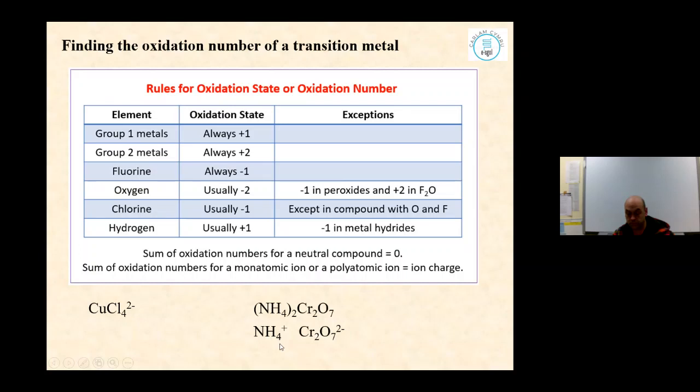So your nitrogen would be, 4 times +1 is +4, retaining the plus charge. This nitrogen is -3. And more importantly for us, for the dichromate, 7 times -2. Oxidation state of oxygen is -2. 7 times -2 is -14. Retain a -2 charge. The chromium must come out as +12, being shared by 2 of them. So now you can see chromium is in the +6 oxidation state.